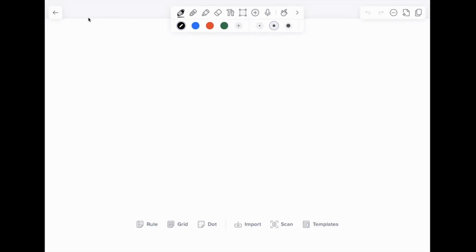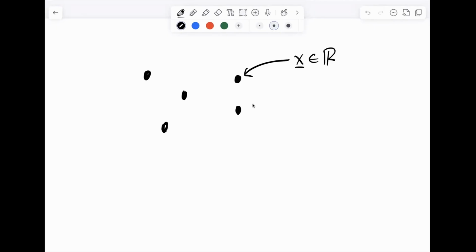So the basic setting is we have a data set. As always in machine learning, it's about processing data. These data points are characterized by a feature vector, a feature vector of length d, for dimension.